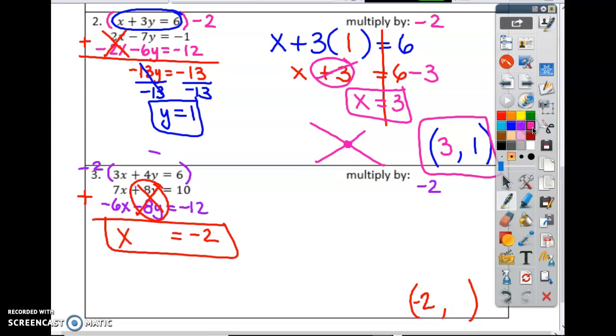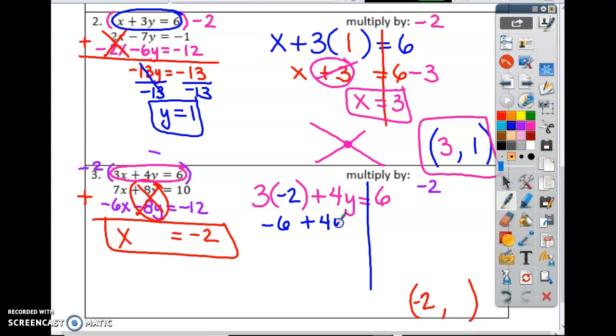So I'm going to substitute that negative 2 into, let's just use this equation. So I have 3, this is my x, plus 4y equals 6. So inside, I'm going to plug a negative 2, because that was my answer. That's my x. So what's 3 times negative 2? Negative 6 plus 4y equals 6.